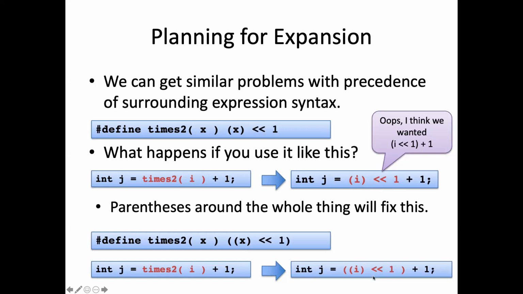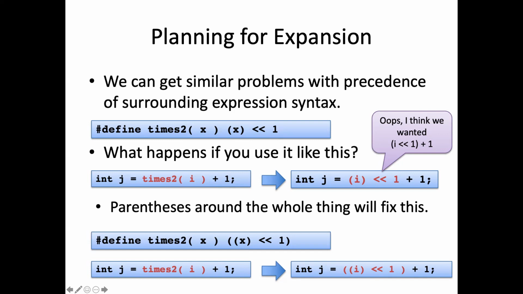The same kind of problem can happen between the macro syntax and the surrounding code, and that's what I'm showing off here. Let's say you changed your definition of ×2. You remembered what we talked about last time with the left shift operator as being a really cheap way of doing doubling for a value, doing a multiply by 2. So let's say you define your macro like this. Take X, shift it to the left by 1 bit, and at least for non-negative numbers, that would multiply them by 2. The problem here is, what if you use this with some other expression around it?